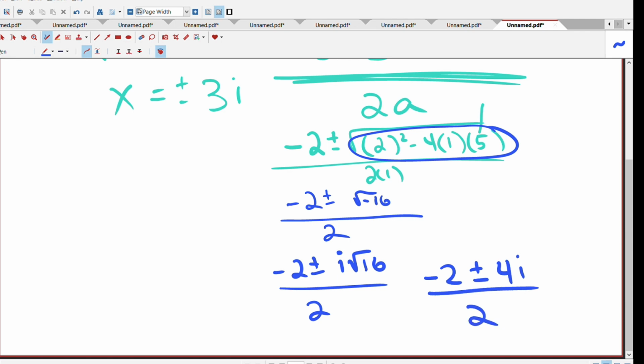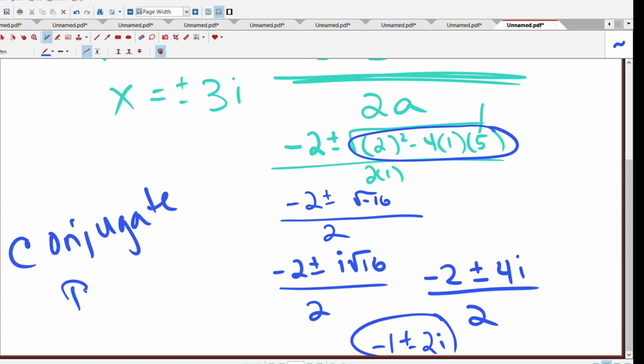They're both divisible by 2. So if we want to separate it, it's -1 plus or minus 2i. The roots with imaginary numbers are always conjugate pairs. Very important concept. So if one root is 2 plus i, they don't have to give the other root because I automatically know it's 2 minus i. That's just for your information.